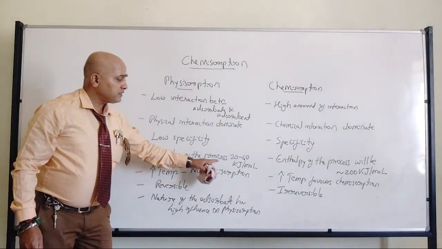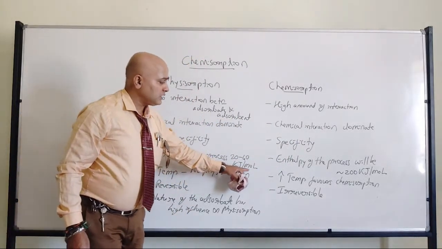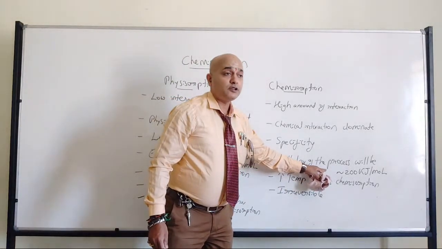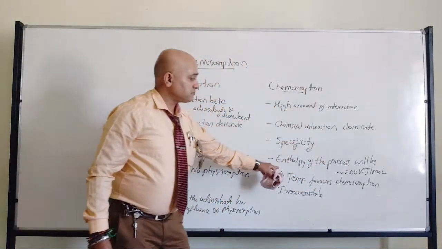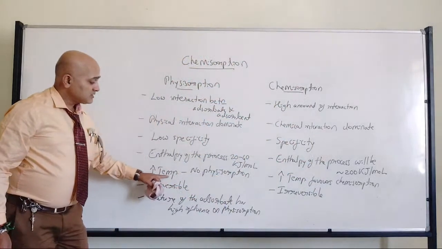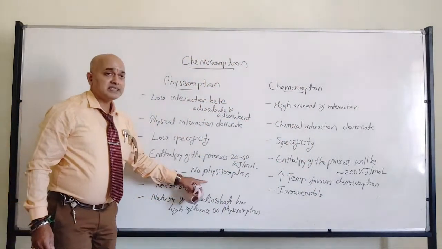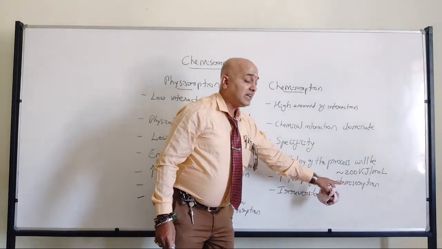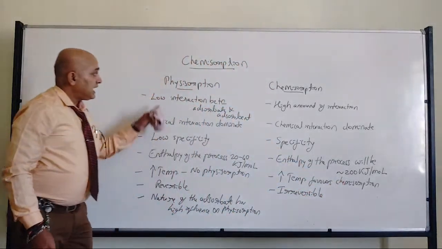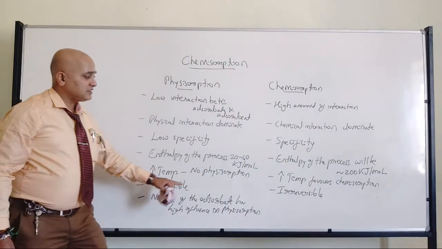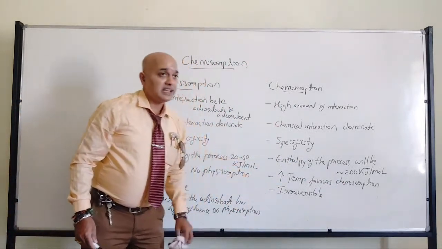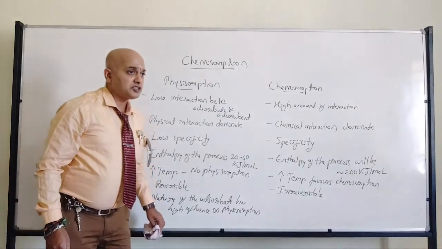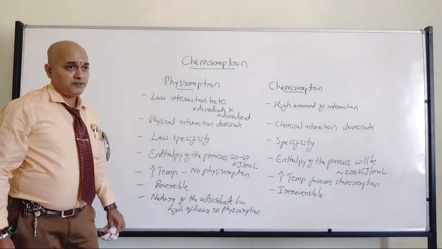Now, the enthalpy of the process is 20 to 40 kilojoules per mole. Here, it can go up to 250 kilojoules per mole with respect to chemisorption. High temperature will decrease physisorption. High temperature will favor chemisorption. And physisorption is reversible and chemisorption is irreversible. All of you have understood? So, these are the major differences.